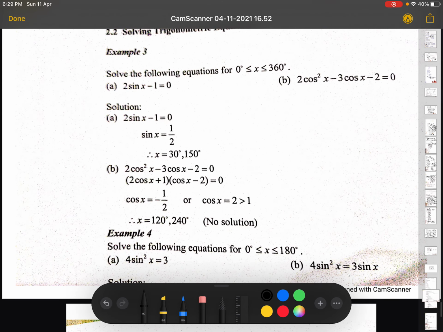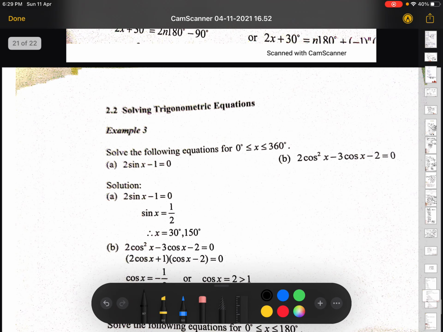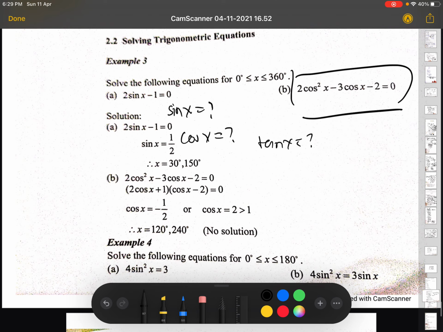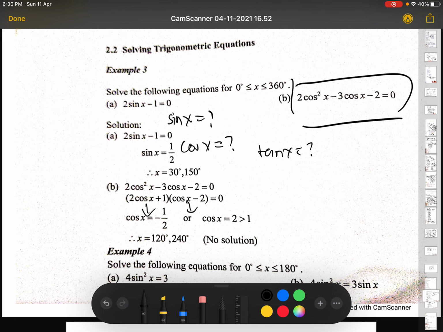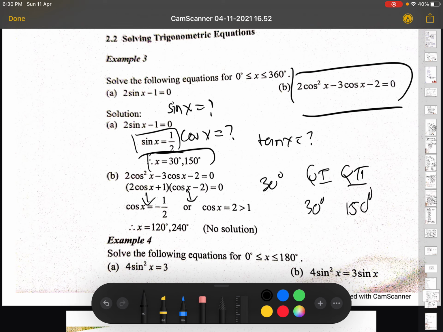So if you're trying to solve equations, you want to try and find sine x equals what? Cos x equals what? Tan x equals what? Or maybe like this one, factorize. Factorize, then you will get two answers. So you want to get it so you can find sine equals what, cos equals what, tan equals what. So in this case, 2 sine x minus 1 equals 0. This is easy. Sine x equals 1 over 2. You know that the basic angle of x is 30. And then you know that it is positive in Q1 and Q2. So 30 and 150. So that's your answer here.